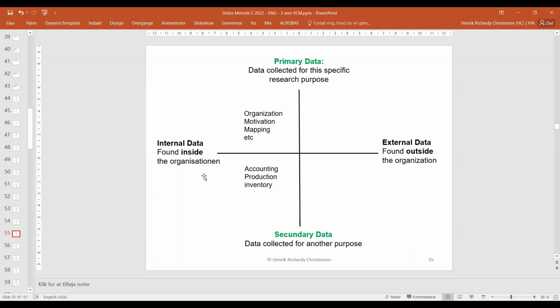We may also find lots of data about inventory and, of course, lots of other things. So we do find a lot of data inside, and we always start by looking at these data that we have here. What kind of data do we find inside that is already created?